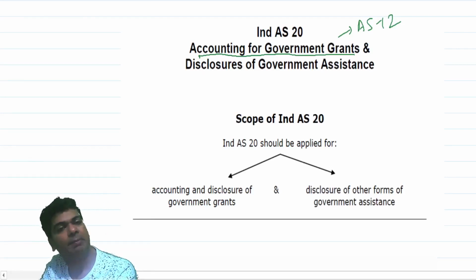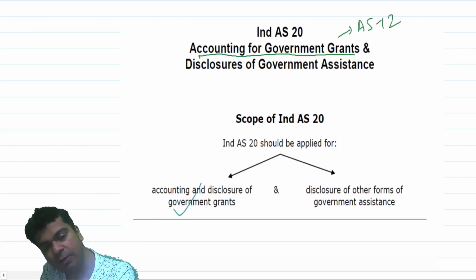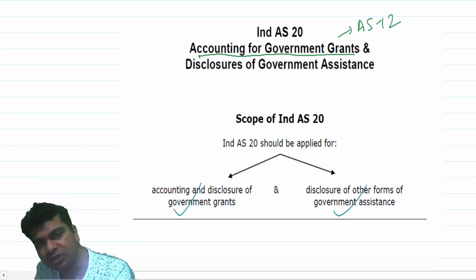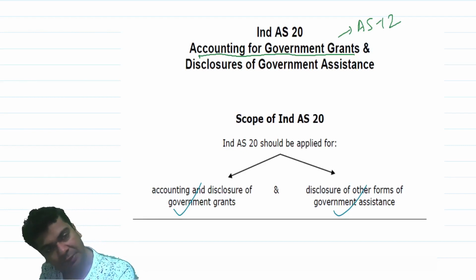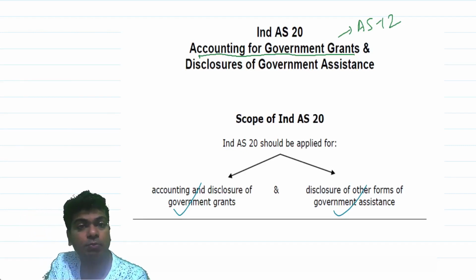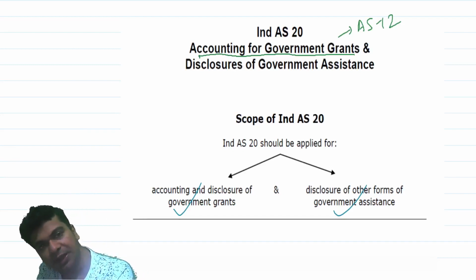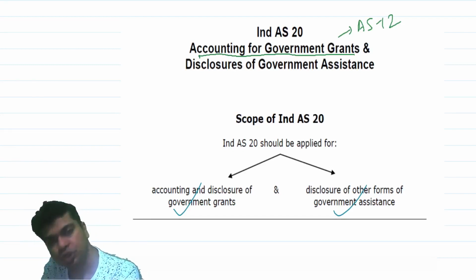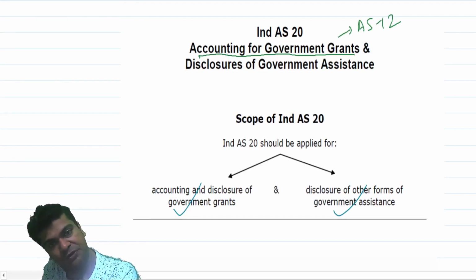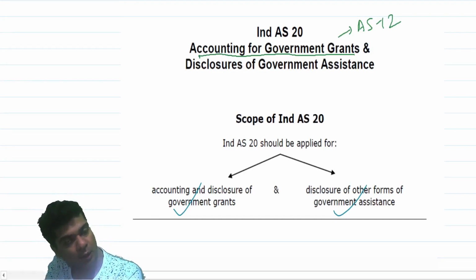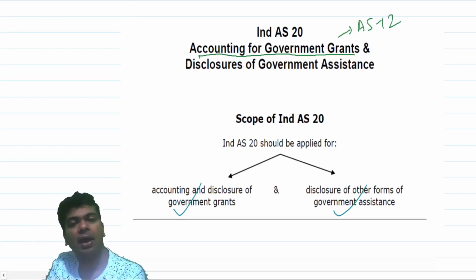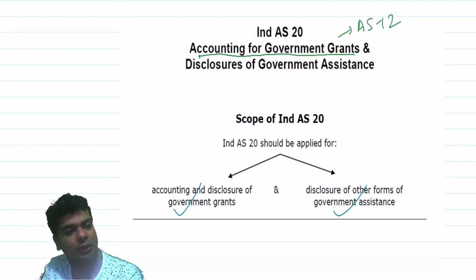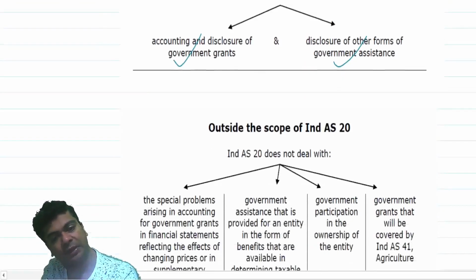Ind AS 20 should be applied for accounting and disclosures of government grants and disclosure of other forms of government assistance. Actually, a government grant also at the end of the day is a government assistance, but many a times the government assistance is such that we are not able to put an exact figure on it. Then in such a situation, you will provide simply a disclosure. But if there is any transfer of resources from the government to the entity, then we will consider that as a government grant, and the government grant has to be properly accounted and disclosed in our financial statements. That will remain the scope of Ind AS 20.